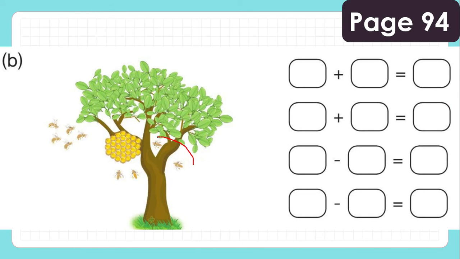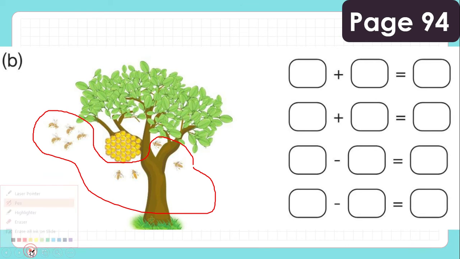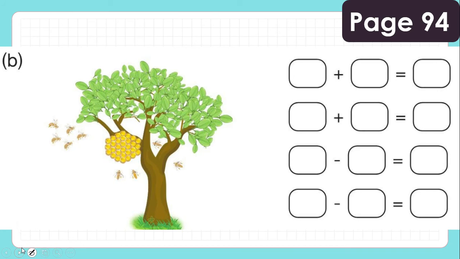Next, letter B. We are going to count all the bees first. What are we going to do again? We're going to count all the honeybees and then write it on the last box. So we count 1, 2, 3, 4, 5, 6, 7, 8, and 9. So there are 9 honeybees. Okay, let's write 9 at the end of the box. Okay, there you go.